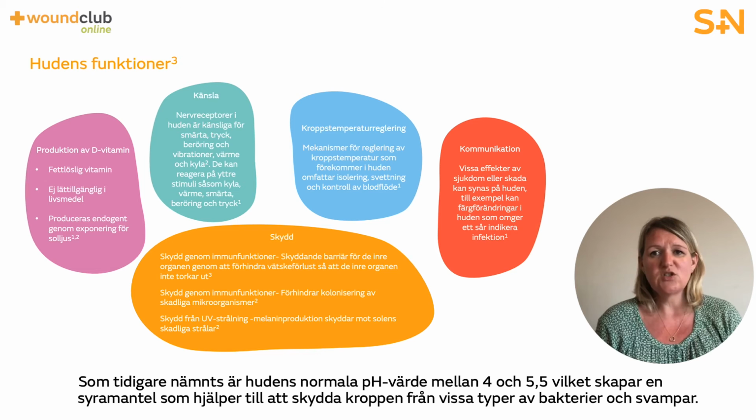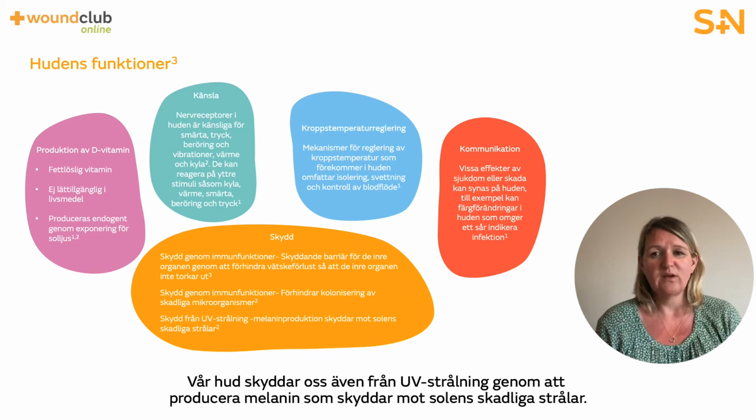As previously mentioned, the normal pH of the skin is between 4 and 5.5, giving it an acidic mantle that helps protect the body from certain bacteria and fungi. Further protective elements of the skin include the protection from UV radiation by producing melanin that protects against the harmful rays of the sun.